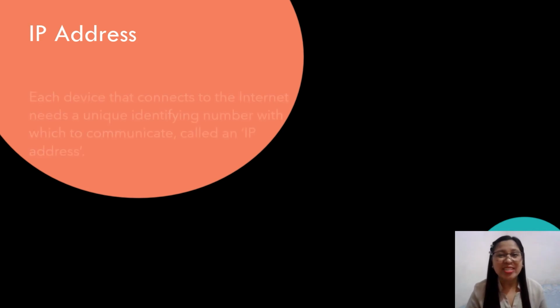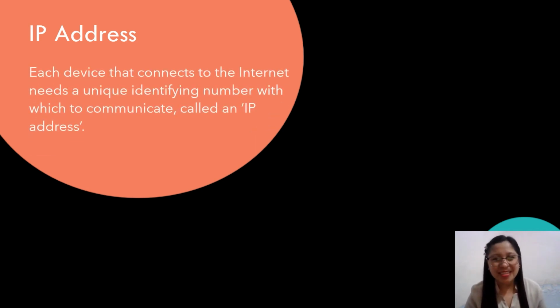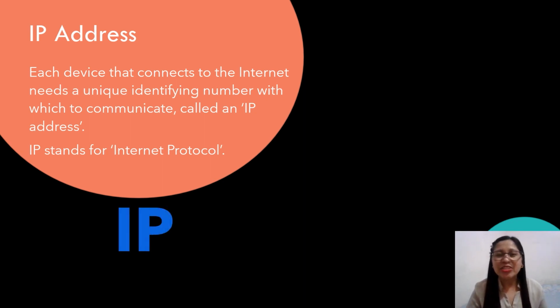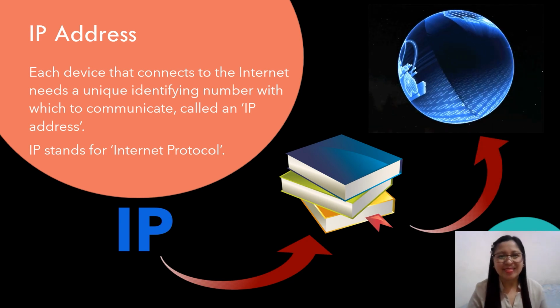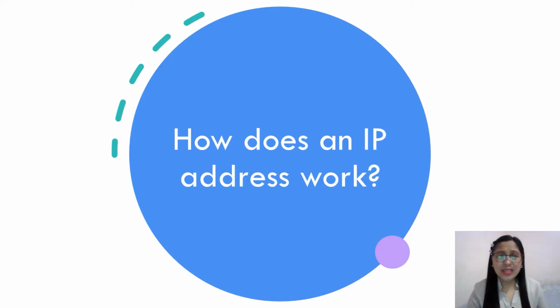An IP address is set to a device in order to connect to the internet. IP stands for Internet Protocol. Internet Protocol is a set of rules that makes the internet work. So how does an IP address work?